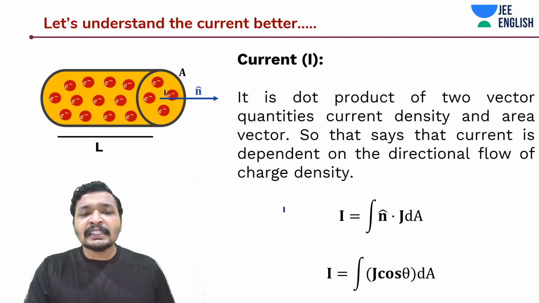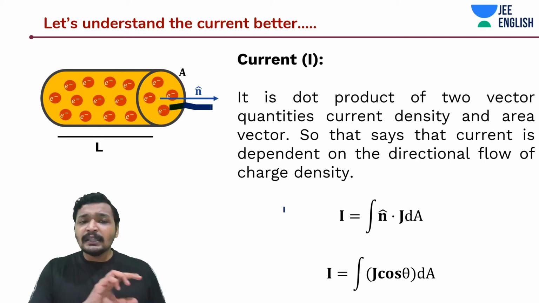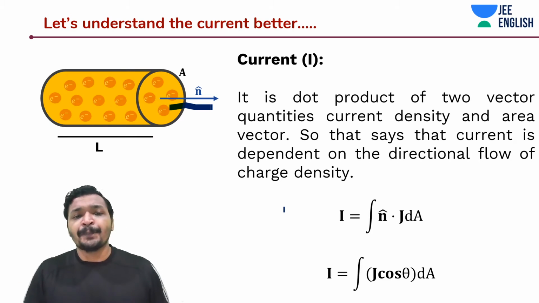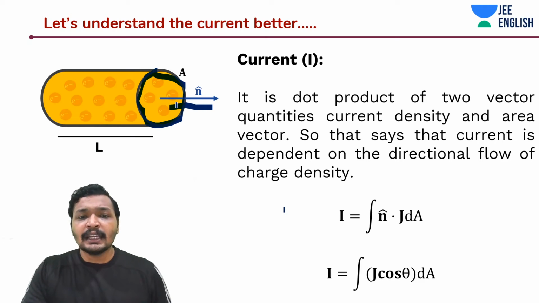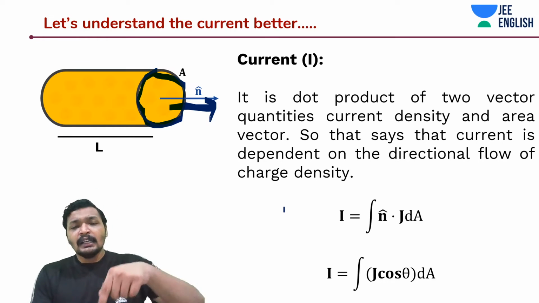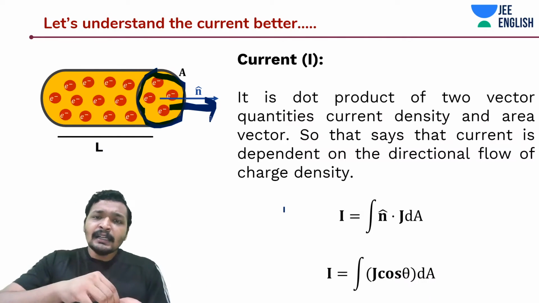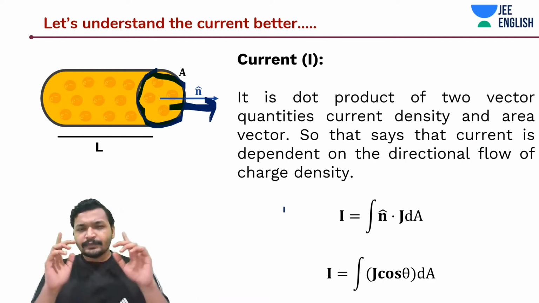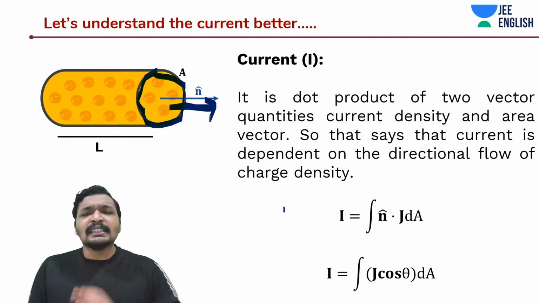An area vector has a direction perpendicular to the area, perpendicular to the cross section through which the electrons flow, or through which any kind of charged ions or charges flow. So if this is the cross section, if this particular circle, this cross section of the cylinder is the area, then the area vector would be perpendicular to the surface. So if this is the area, then the area vector would be in this direction. Okay, so you understood the area vector. So what is this current density?